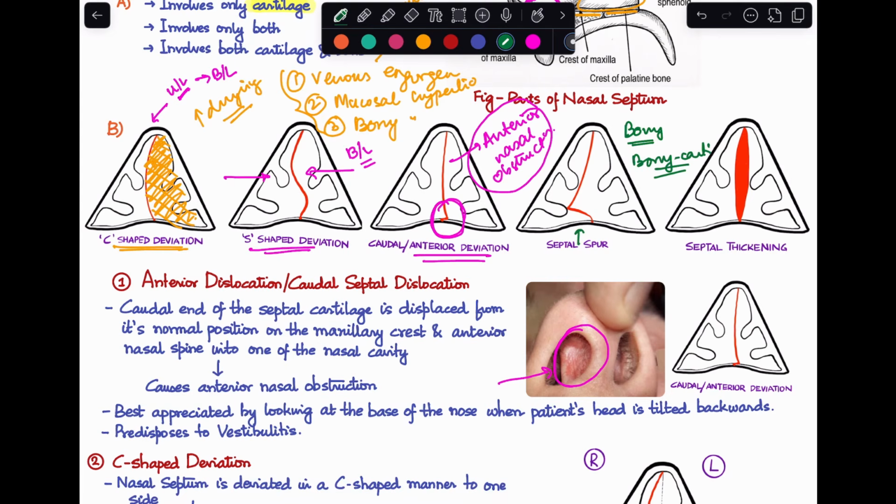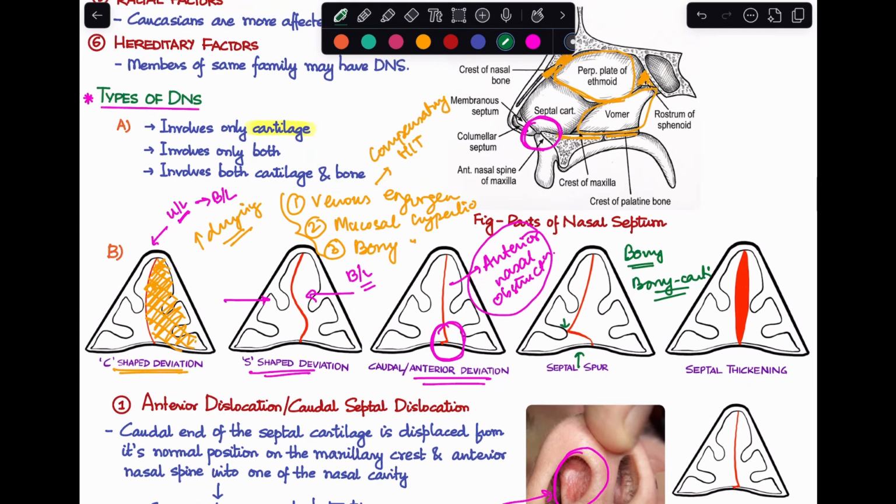So this is what a spur will look like. As you can see, it is projecting into one of the nasal cavities. And the most common site where the spur usually forms is the junction of the vomer and the septal cartilage. So this is the junction at which it usually forms. And this spur, how will this patient present to you? When this spur goes and presses on the lateral wall, you can see here how it is pressing on the turbinate. So when it goes and presses on the lateral wall, it can end up causing headache.